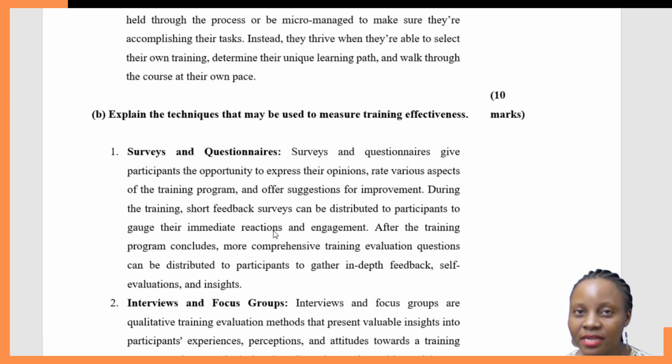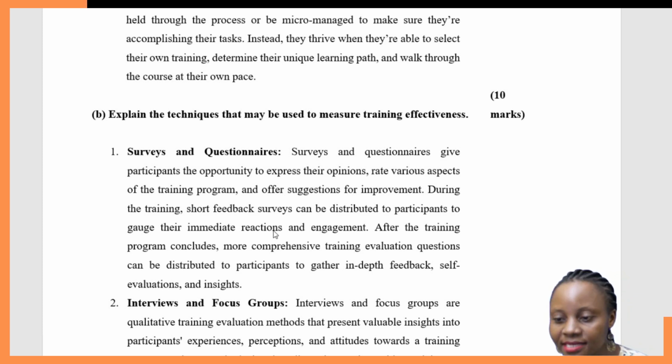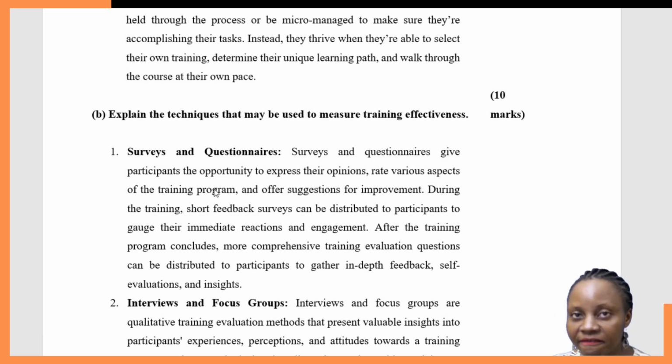Also, you can decide to use focus group discussions, whereby you make it a discussion, whereby everyone is free to brainstorm, everyone is free to give whatever information he or she feels is relevant pertaining to the questions that you are asking. Also, the information you gather from such discussions will help you have a gauge or a judgment whether the training was effective or not.